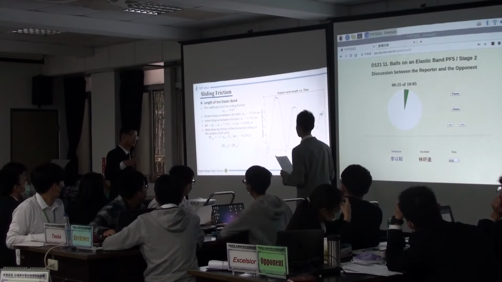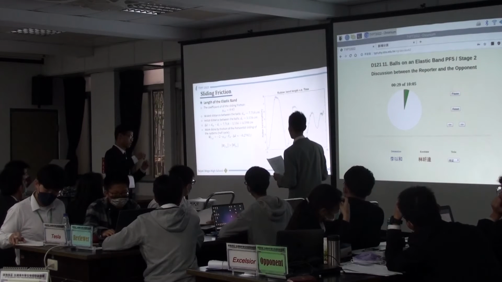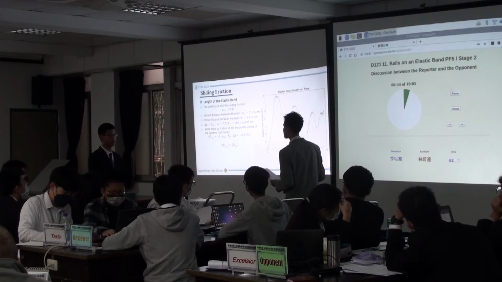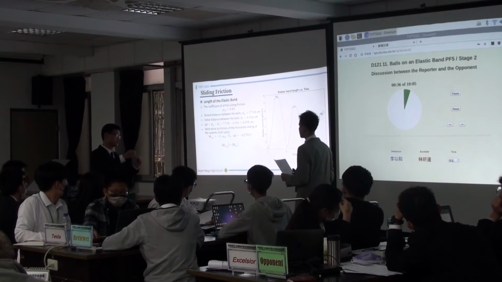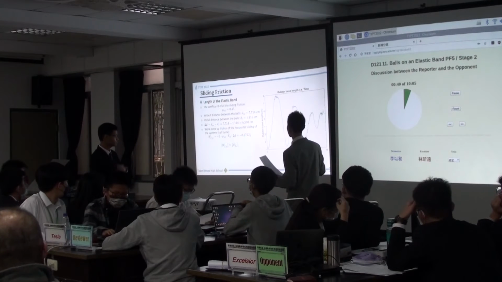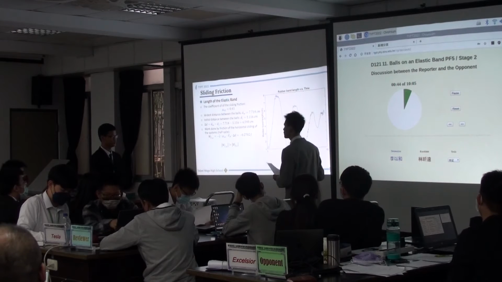Okay, why will there be sliding motion in this direction? When the ball rotates, why will it slide? Because it has to elongate with the rubber band. So you mean the sliding is caused by the elongation of the elastic band?